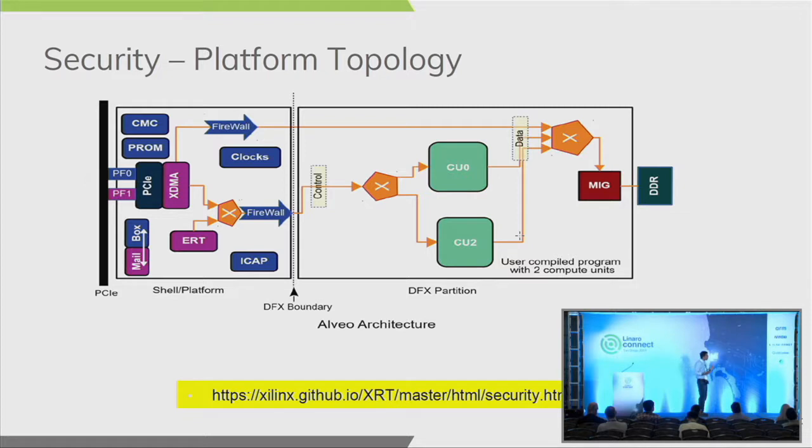With this model, and this is what we have deployed in cloud, you can try to load any rogue binary into the DFX partition, and you will not crash the host. Your VM might die if you try to do some incorrect DMA operation, for example, but the host is still secure. The details for this you can find in our GitHub documentation. The link is at the bottom there.